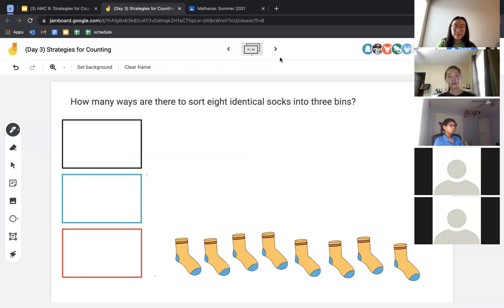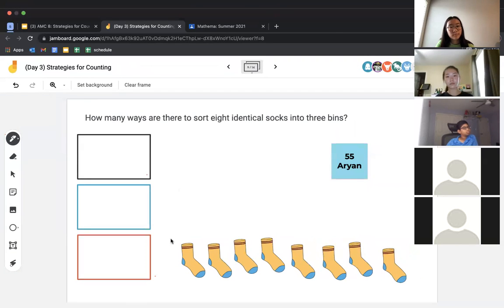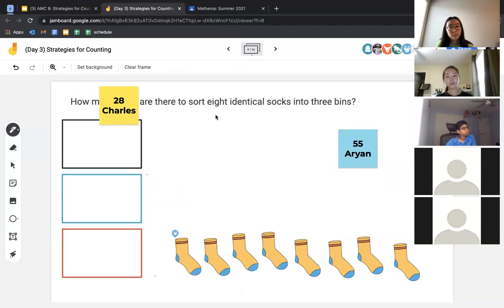So perhaps we'll just move on to sticks and stones problems here. How many ways are there to sort 8 identical socks into 3 bins? Remember, the question doesn't specifically say that each bin has to have a sock.